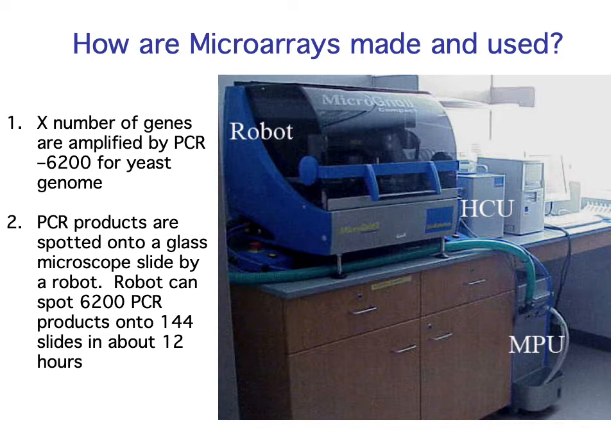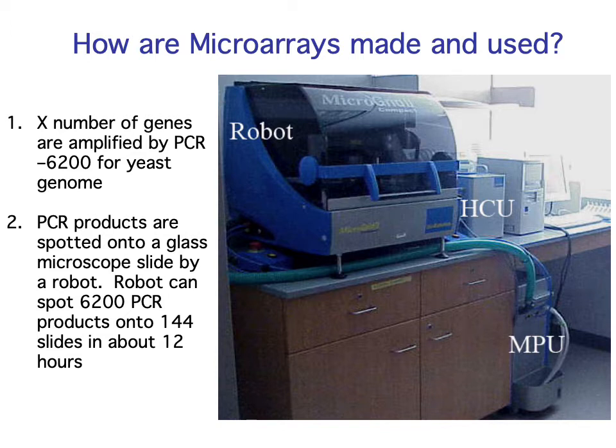So if you wanted to ask about genes in the yeast genome, and you wanted to ask about transcription levels for all of those yeast genes, that would be about 6,200 different genes. So that means you'd be doing 6,200 different PCR reactions. And then the robot actually is the method by which those different PCR products are spotted onto a glass slide.